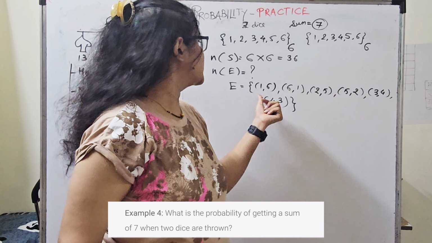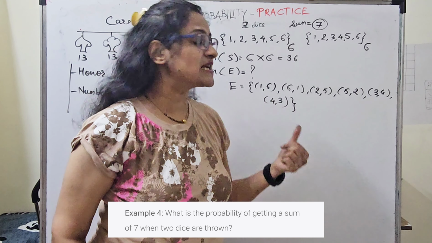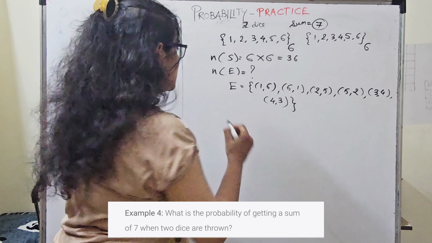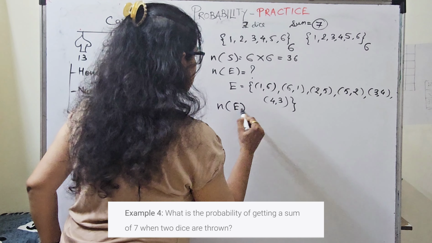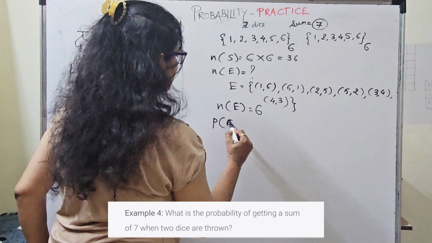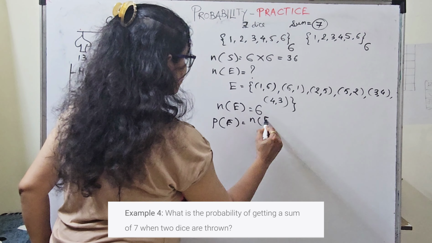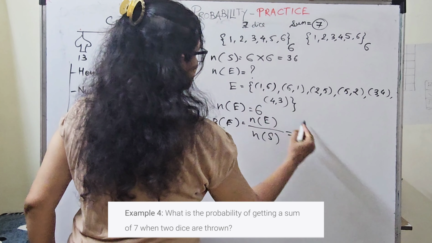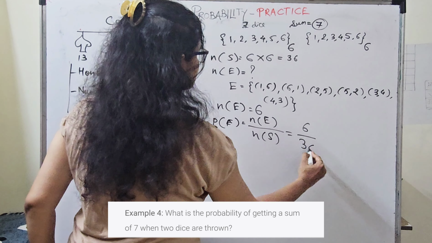So how many outcomes are there in this event? Favorable outcomes 1, 2, 3, 4, 5 and 6. So N of E is what? 6. Yes. What's the formula of your probability? Probability of an event is equal to total number of favorable outcomes divided by total number of outcomes. What are the favorable outcomes? 6. Total outcomes 36.